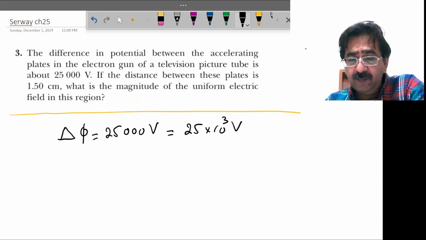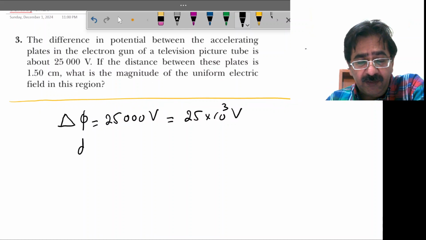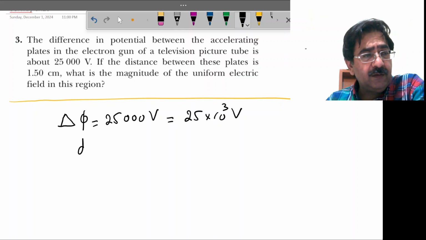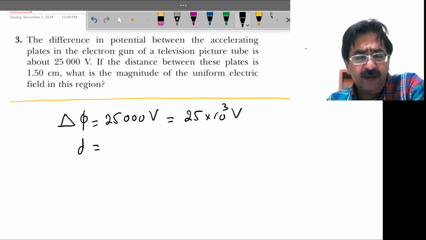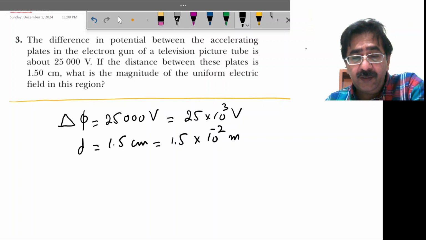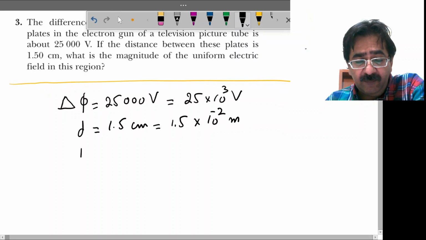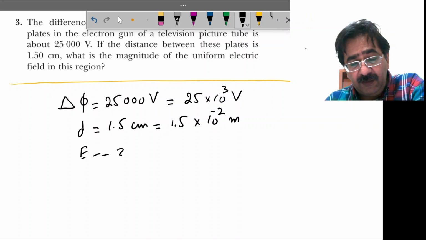If the distance between the plates, which you may write as d or L, is 1.5 centimeters, meaning 1.5 × 10^-2 meters, what is the magnitude of the uniform electric field? We have to calculate E.